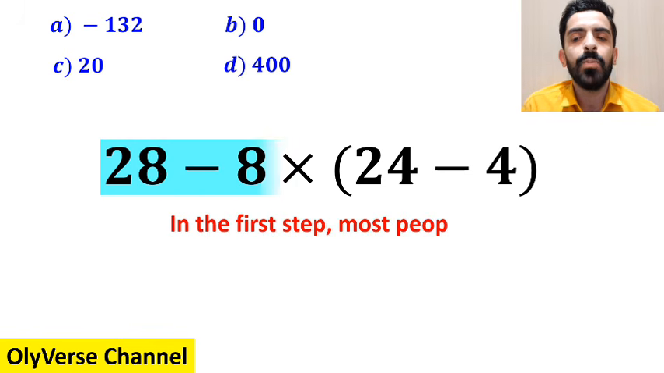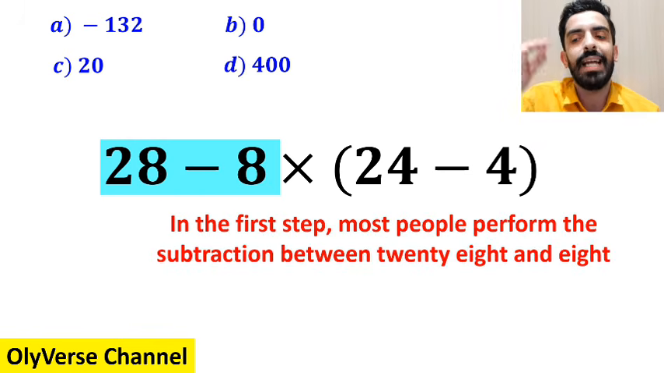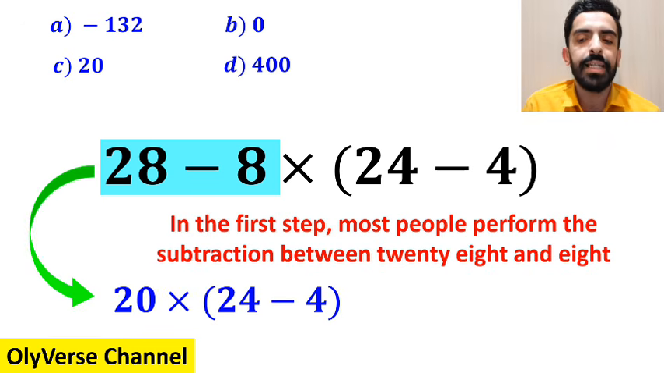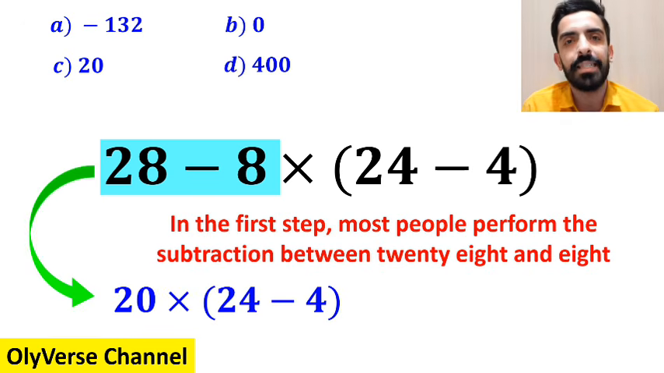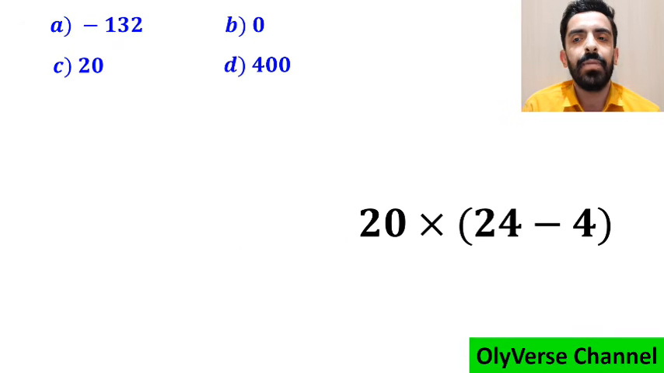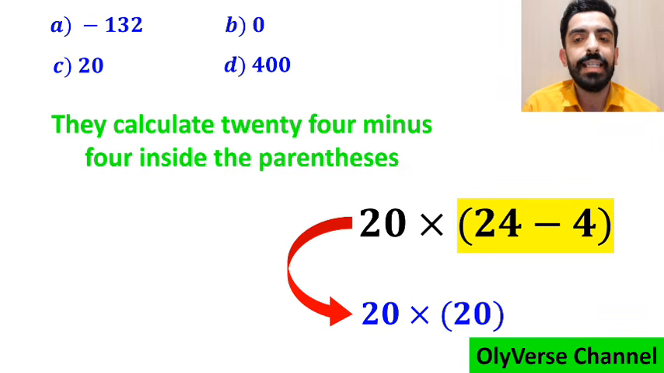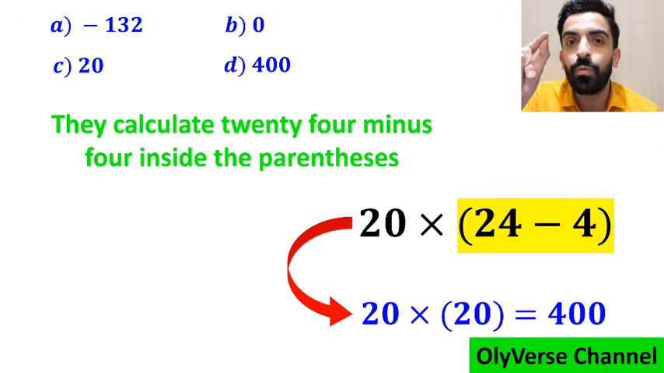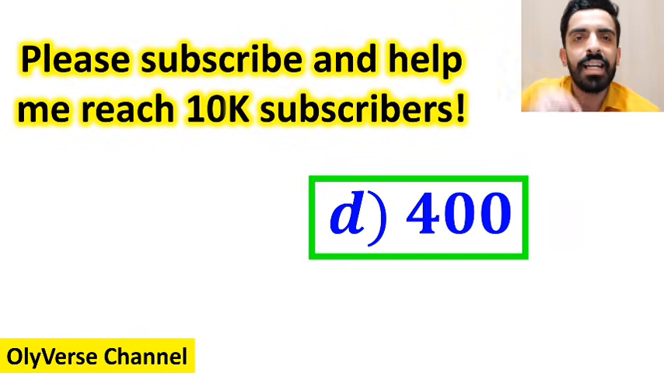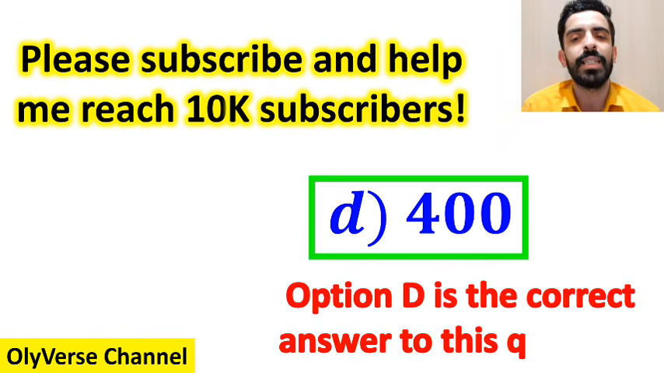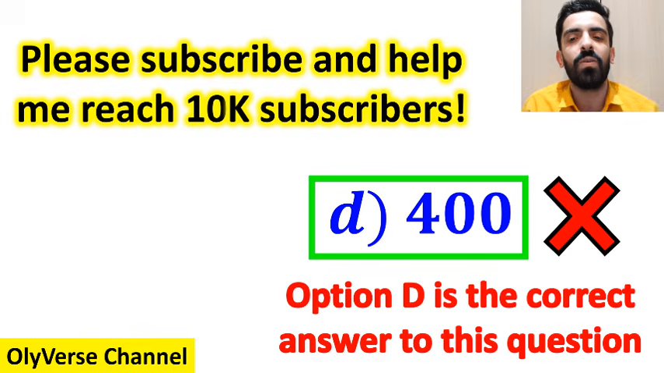And the first step, most people perform the subtraction between 28 and 8, which I have highlighted in blue. So, this expression simplifies to 20 multiplied by 24 minus 4 inside the parentheses. And the next step, they calculate 24 minus 4 inside the parentheses, which becomes 20 multiplied by 20. And finally, the value of this expression must be equal to 400. Then, without any hesitation, they quickly say that option D is the correct answer to this question. However, this answer is absolutely wrong.